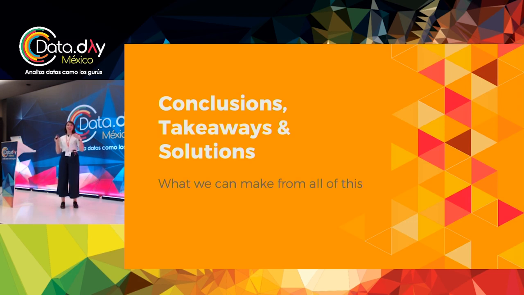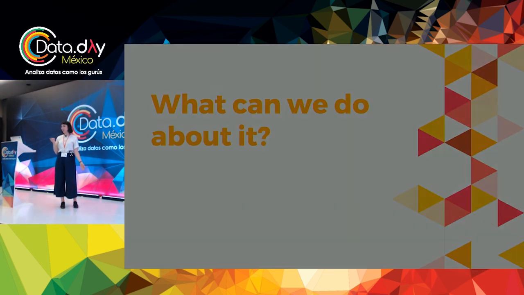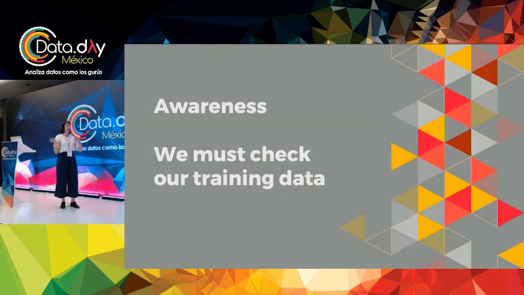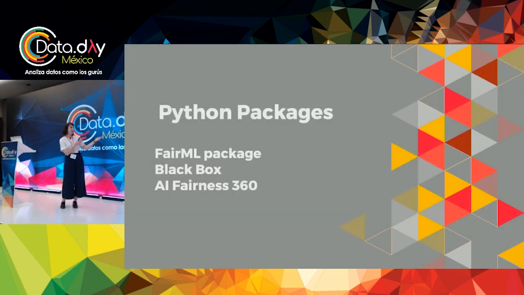Okay, so what do we do about it? Right? We can't just let this keep happening. There has to be some kind of solution, and I really believe that there is. So the first thing we can do is look at bias as not just a technical issue, right? This is a socioeconomic, sociopolitical issue that we can look at from new lenses. And there we have awareness, checking our training data. It's a really great first step to make sure we're not perpetuating biased algorithms. There are great Python packages, and many of these are available on GitHub. This is something that you can use to check where there might be bias in the algorithm that you're writing.